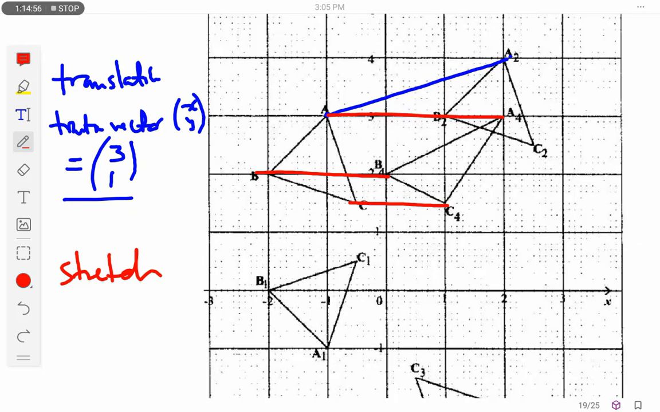Then the invariant line, you see the y points are not changing. So the invariant line is y. Okay, that's another point. Now we want the stretch factor.